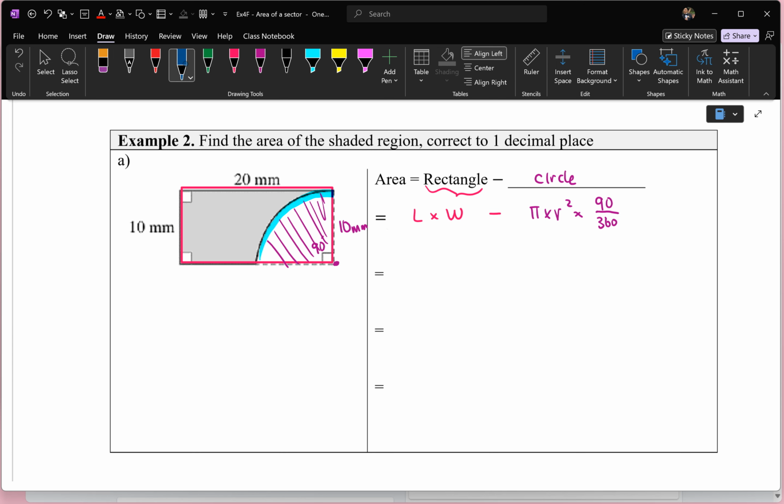Length times width. Length is 20. Length is always the longer side. Times 10 will give you the area of a rectangle, which we know is 200. Minus pi times, and our radius is also 10. So 10 squared times 90 on 360.